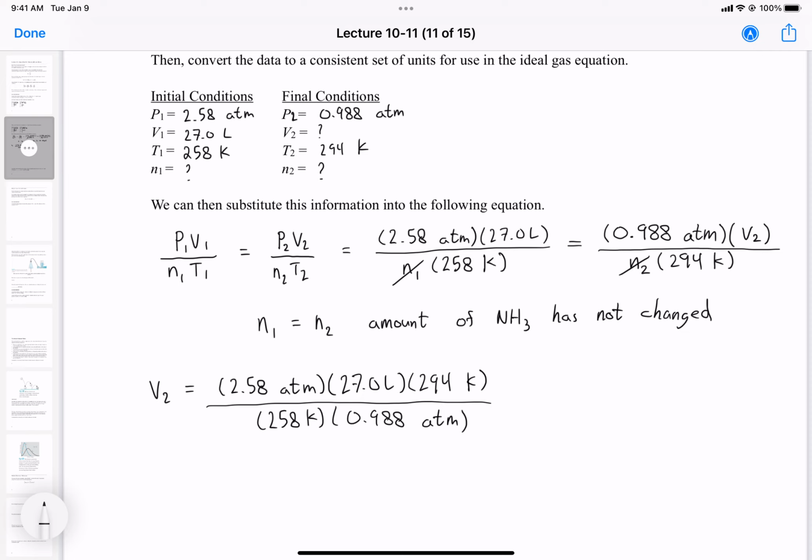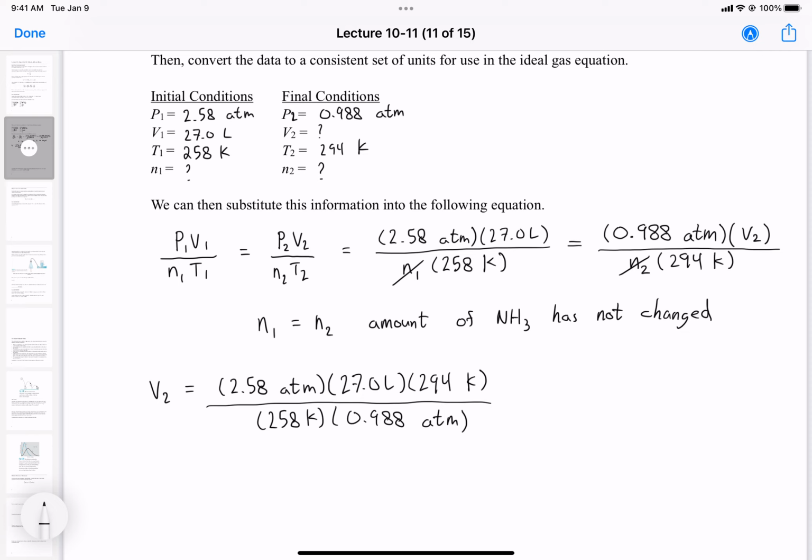If we look at some of the variables here, we notice that the temperature is increasing, and so the volume should increase. And then the pressure is also decreasing, so the volume should also increase. Depending on the ratio of the temperature and the two pressures, one of those factors will predominate in our calculation, and our volume 2 could be either higher or lower than volume 1. In this case, if we compare the ratio of the pressures, 2.58 divided by 0.988, that's about 2.6. And if we do 294 divided by 258, that's going to also, oh wait, sorry, I was mistaken.